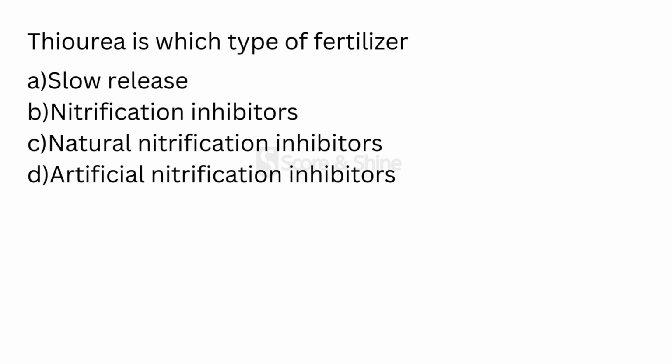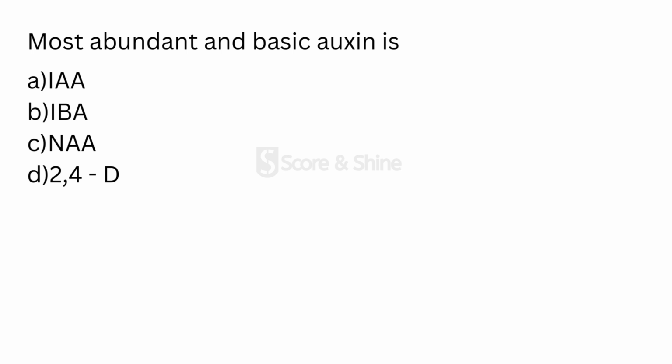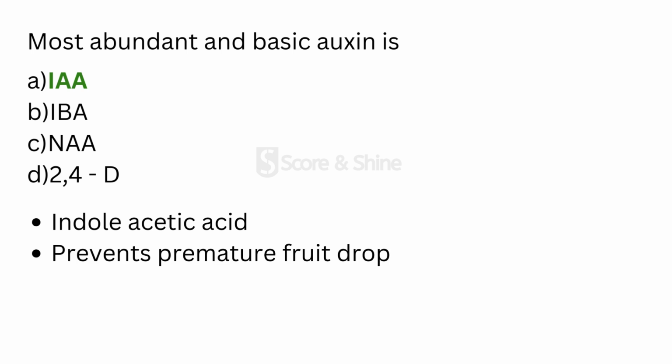And next, thiourea is which type of fertilizer? The answer is artificial nitrification inhibitors. So nitrification is a process that converts ammonia into nitrate. So this thiourea suppresses or inhibits this process. And next, the most abundant and basic auxin is? The answer is IAA. So IAA is indole acetic acid. So it is a natural auxin hormone and this indole acetic acid prevents premature fruit drop.